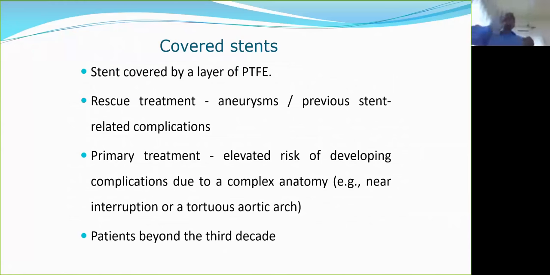So even if there is a leak or a localized rupture, it is as if you have put in a graft. So you have greater confidence in handling a tortuous coarct in the older patient. The older the patient, the greater the risk of damage to the aorta during stenting. And so in patients beyond the third decade, or in those with a complex anatomy, a covered stent is elective.